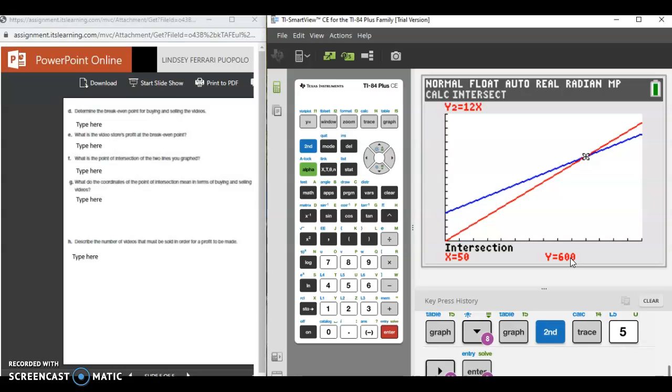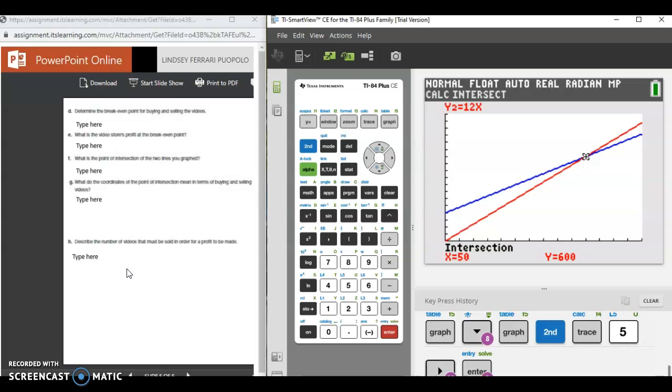So then what is the point of intersection? The point of intersection is the same thing as the break-even point, 50, 600. What do the coordinates represent? 50 videos will cost $600 or will make $600. And the last question, describe the number of videos that must be sold in order to make a profit. You could say more than 50 or at least 51 videos.